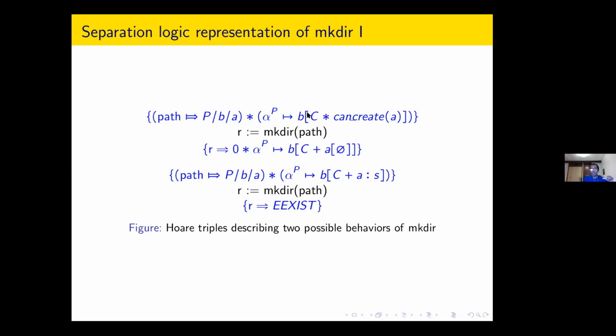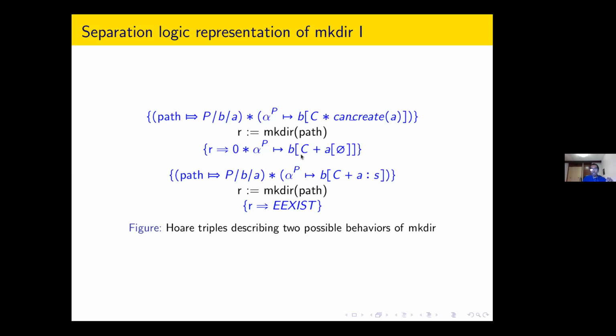we have the contents of B. B can contain C, which we don't care about. C is the rest of B. But crucially, the predicate can create A is true. What that means is that there is room to create A. This rules out a whole lot of error cases in which either B did not exist or A already exists as a directory or regular file. So this precondition rules out every single way in which things can go wrong.